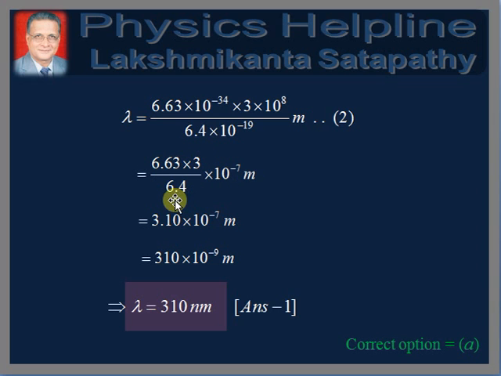These on simplification gives us 3.10 into 10 to the power minus 7 meters, which we can write as 310 into 10 to the power minus 9 meters, because the answers are in nanometers. Therefore, we need to express the wavelength in nanometers, which is equal to 10 to the power minus 9 meters. From this we get lambda is equal to 310 nanometers, which is the answer to question 1. Therefore, the correct option is A.